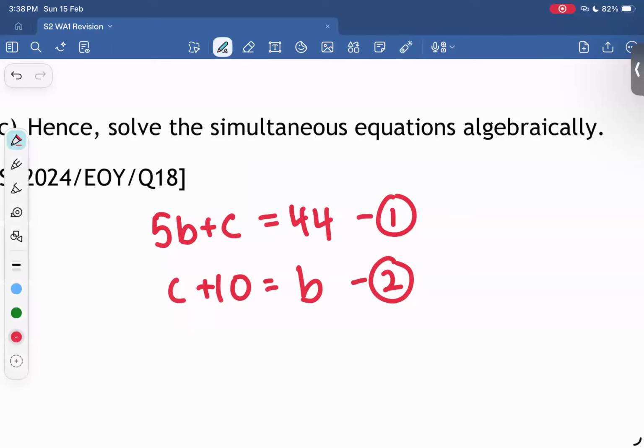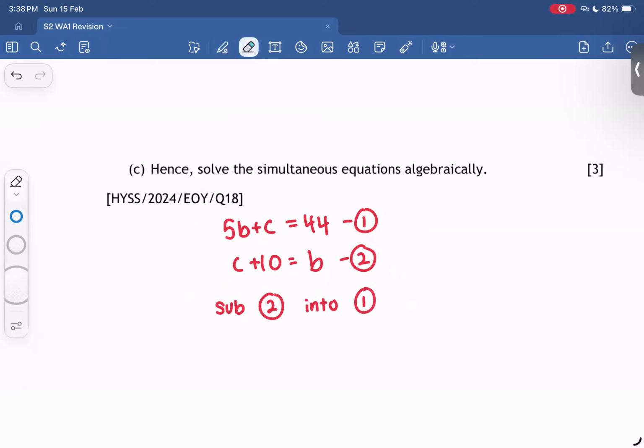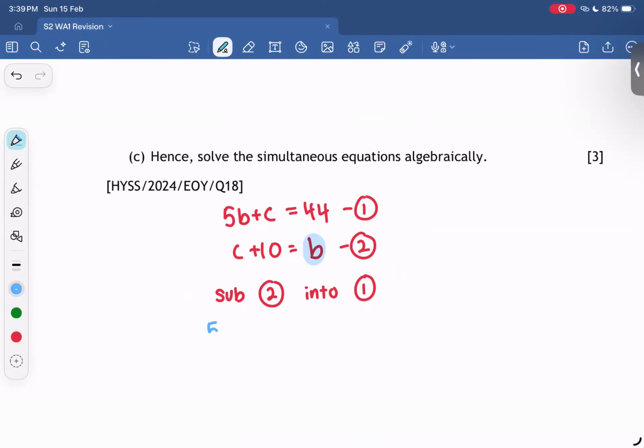So what we can do here is substitute. So we sub equation number 2 into equation number 1. So don't panic. Why is it that I'm doing this? It's because I've got the value of B. B equals C plus 10. So in my equation number 1, I've got 5B. Now, since I know that B equals C plus 10, so 5 times C plus 10, plus C equals 44. So this is the equation that I have.